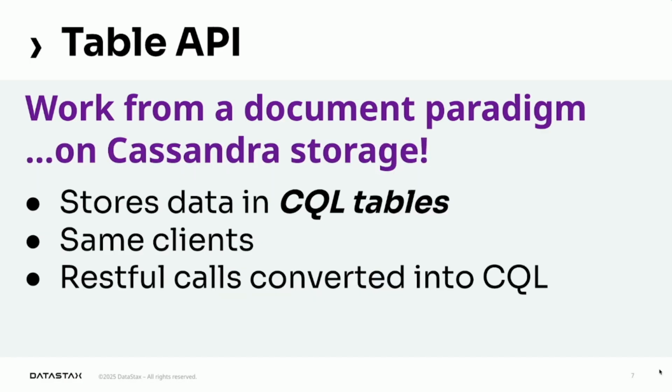Now, the Table API is actually a part of the Data API. But what it does is it allows you to work from a document paradigm on existing Cassandra tables. So you interact with and store your data in the regular, same old CQL tables that you've been used to forever. You use the exact same clients as you would for the Data API. Essentially, what you get is RESTful calls converted into CQL. And that's how it pulls all this data back.